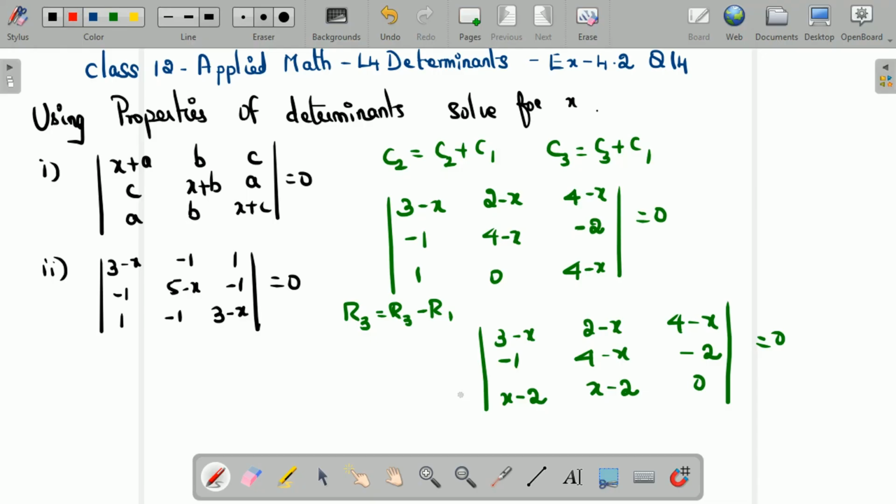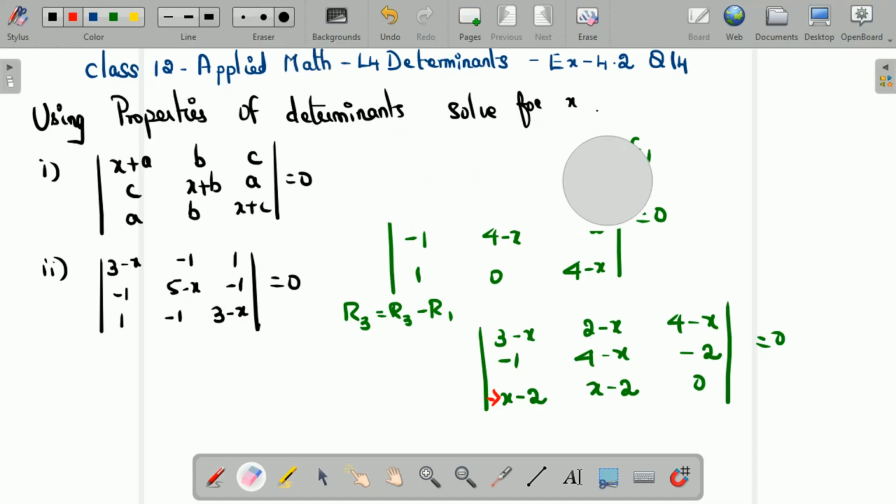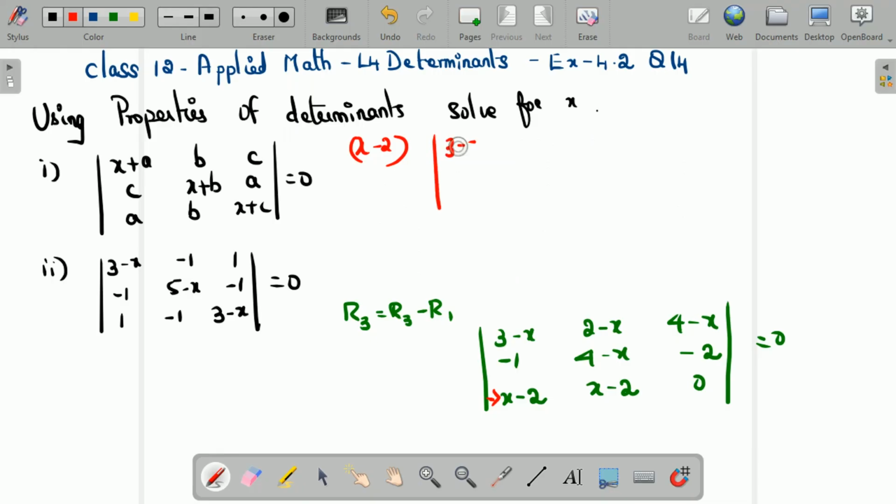If you look at the last row, x minus 2 can be taken as common because the 0 exists. So let's perform that operation so that we will be able to take x minus 2 outside. So x minus 2 into determinant of 3 minus x, 2 minus x, 4 minus x. Here minus 1, 4 minus x, minus 2. Now that we have taken this out, this will be 1, 1 and 0 is equal to 0. Now you can simply expand along this column so that it will be easier. One of the easiest ways to do that is to first subtract column 1 from column 2. So this will be even easier.